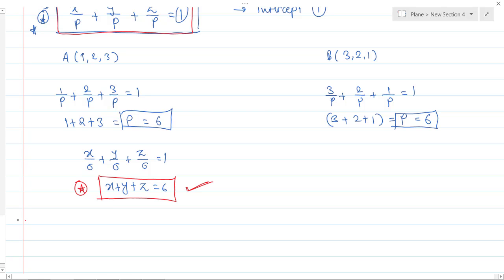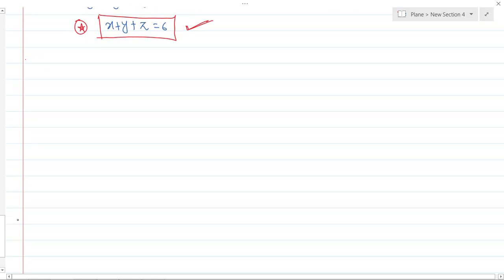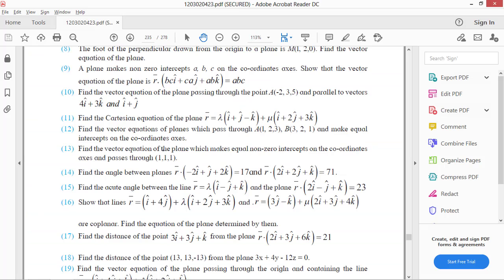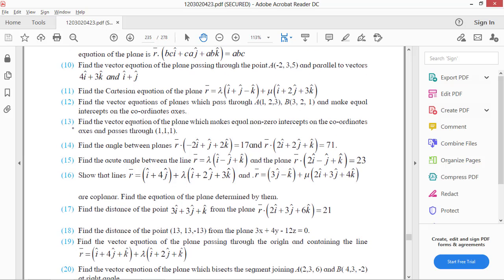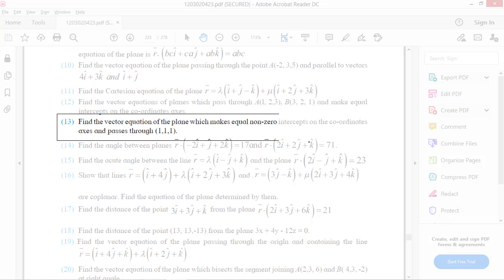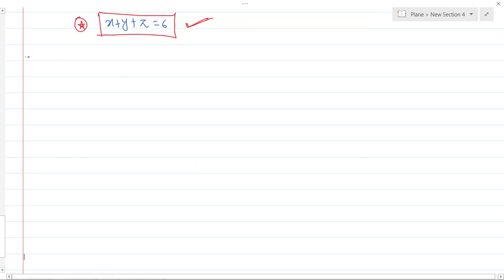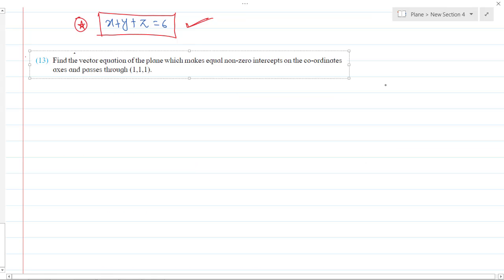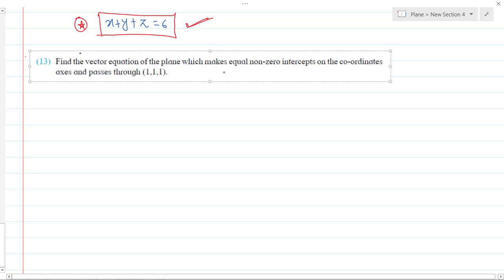Okay, let's try to solve one more question based on this concept so that it will be easy for us to understand. Okay, so let's take the question number 13 now. Find the vector equation of the plane which makes equal non-zero intercept on the coordinate axis and passes through the point 1 comma 1 comma 1. Abhi in this question they have directly given us ki bhai your intercept is non-zero and it is equal. Okay, and it is passing through the point 1 comma 1 comma 1.